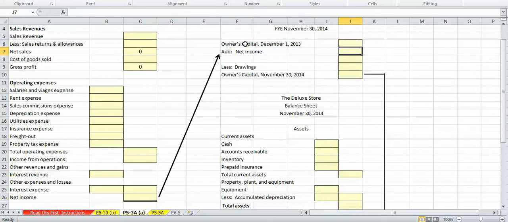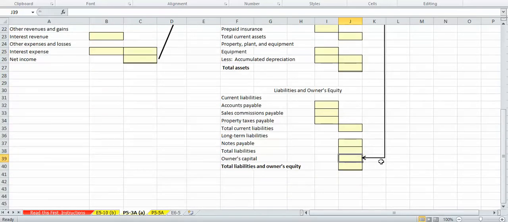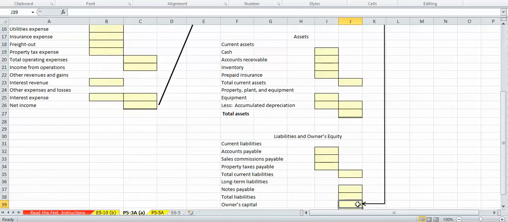So in the problem, it gives you owner's capital beginning. So we're going to add net income, we'll get this figure, subtract your earnings, and then we'll have our ending balance. Take this ending balance, and that's going to be our owner's capital. So that's going to go right here.